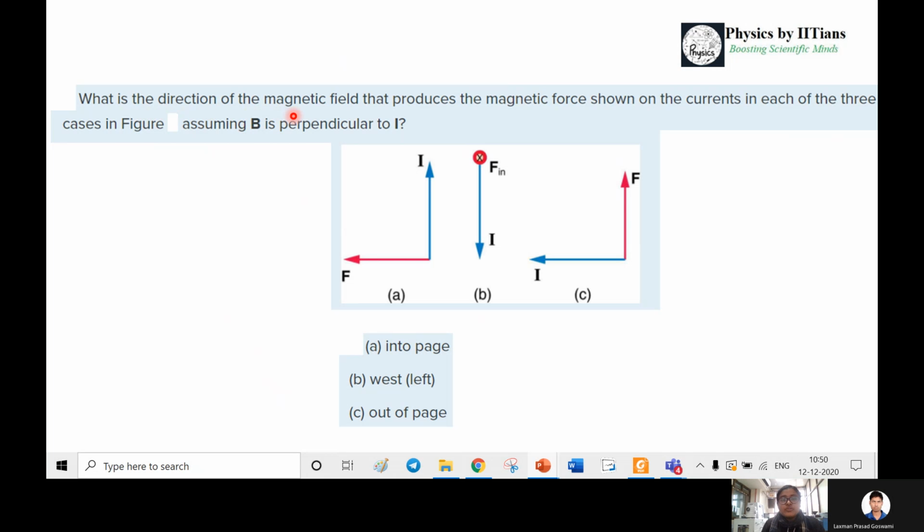So friends, this is another question I would like you to understand: what is the direction of the magnetic field that produces the magnetic force shown on the currents in each of the three figures, assuming B is perpendicular to I. In the first picture I is along upward, in the second picture I is along downward, and in the third picture I is along the east side, or along the left side. You have to answer what the answer will be. Here answers are given, so kindly verify it.